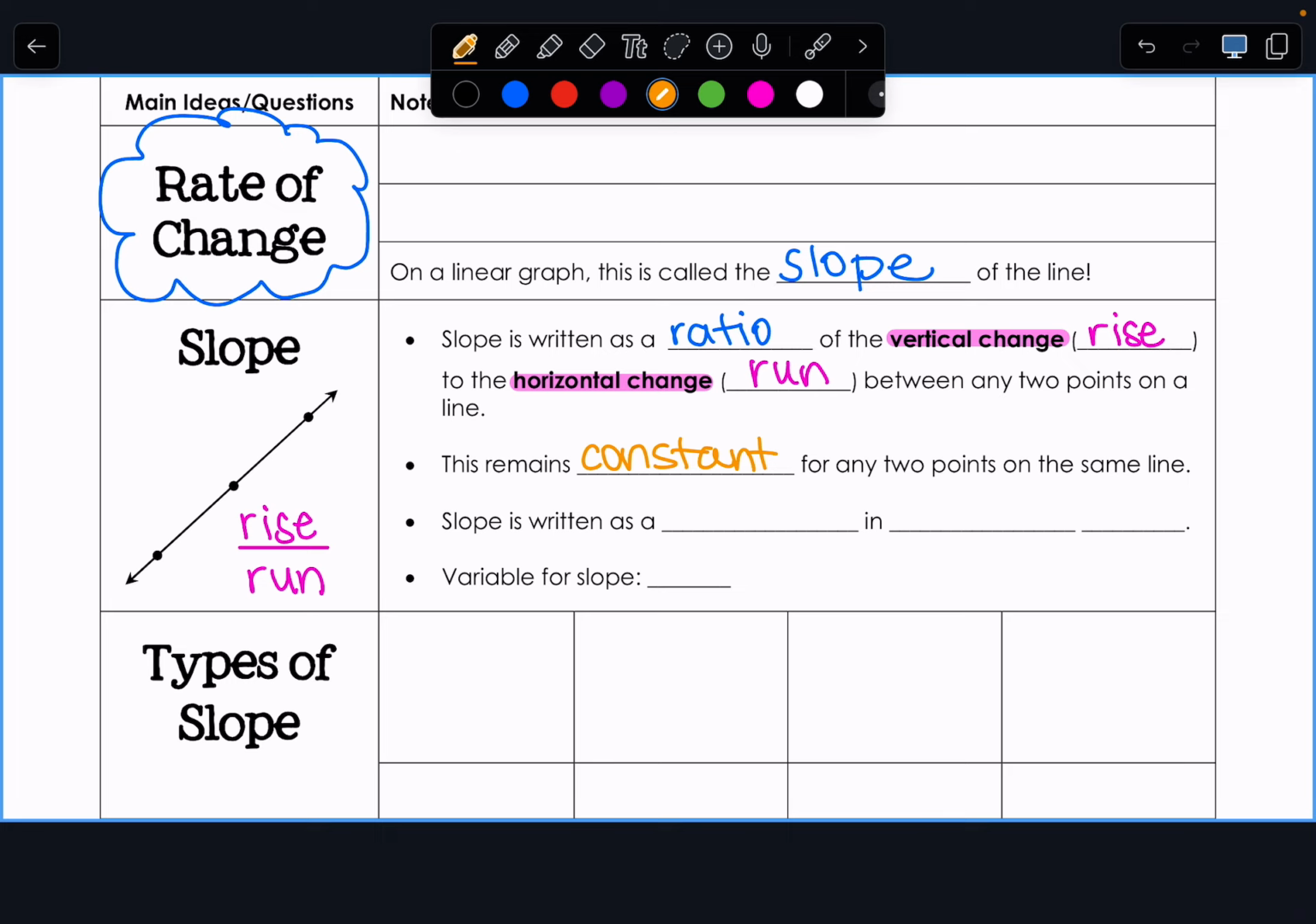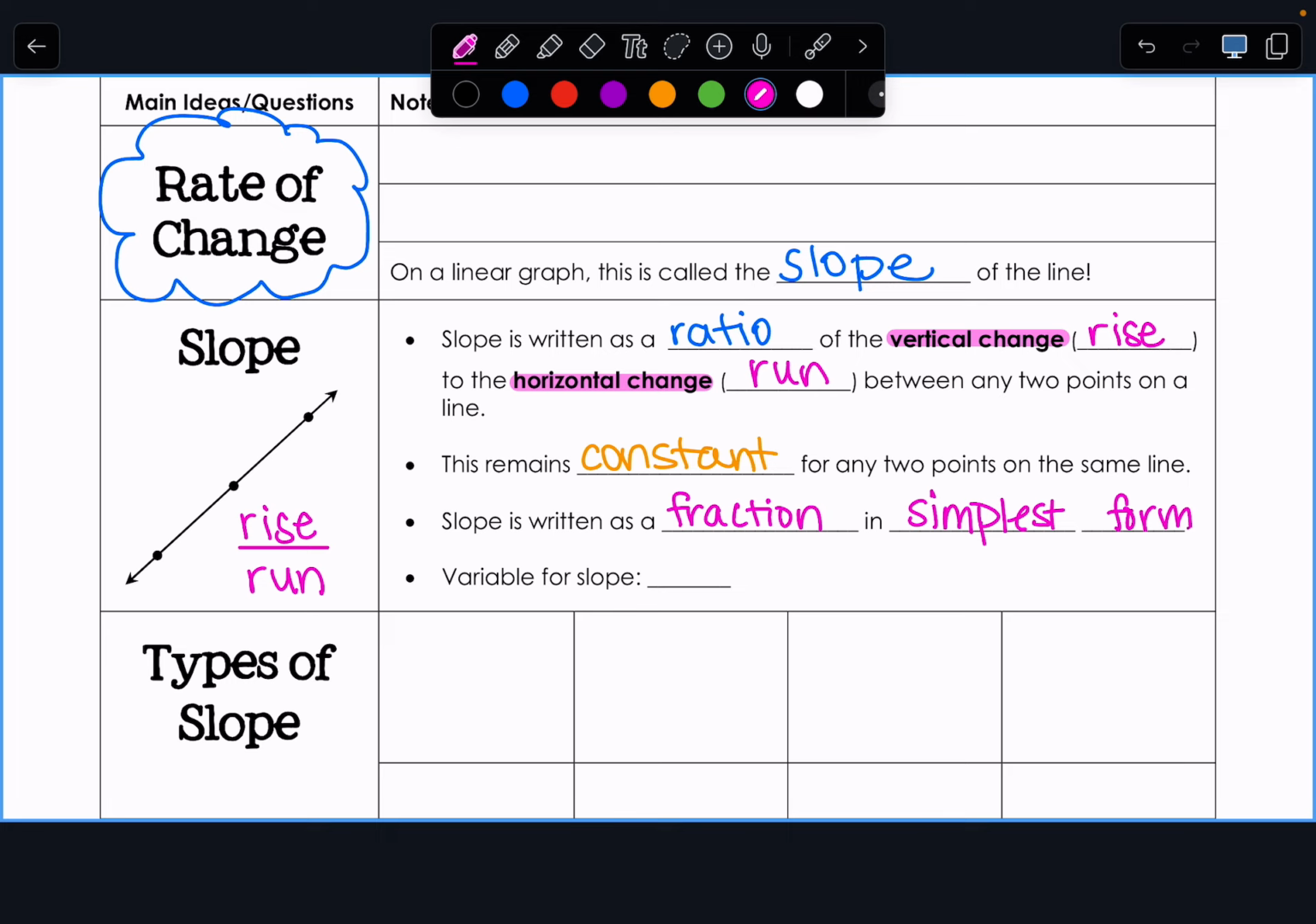Now, slope is always going to be written as a fraction. And because we're 8th graders, I'm going to ask that our fraction is in simplest form. You need to simplify. You can't leave your slope as 4 over 6. You would need to simplify that to 2 over 3. You can't leave a slope of 8 over 10.